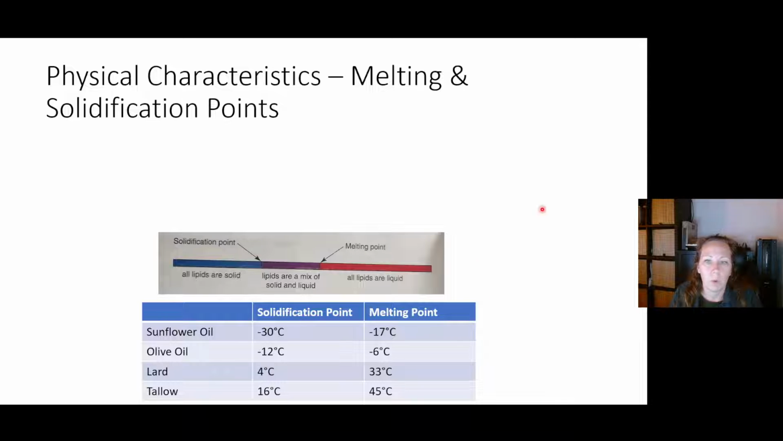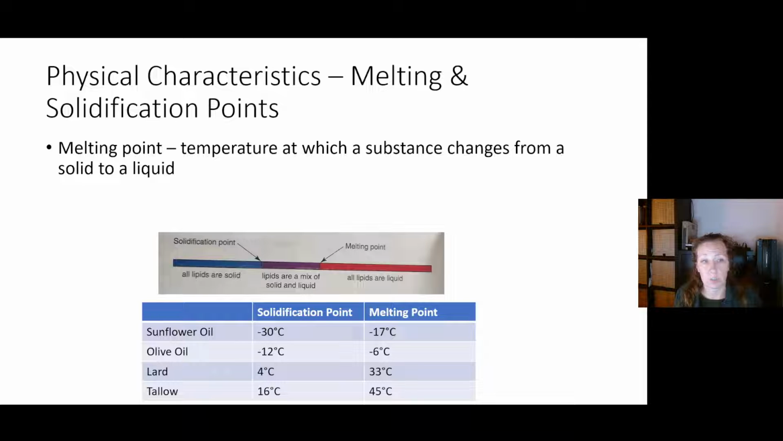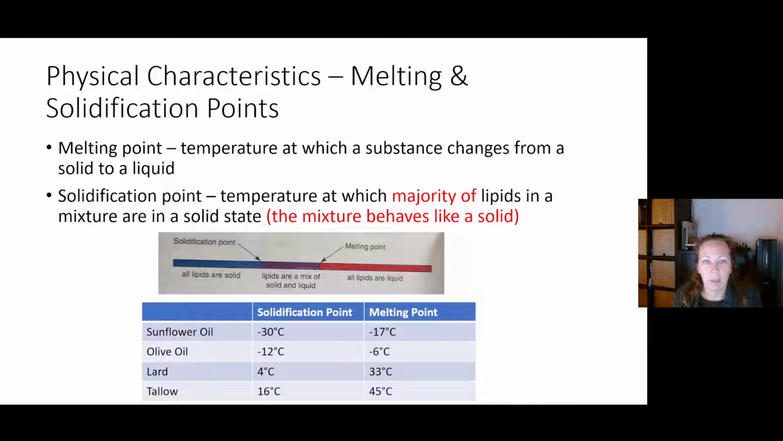Now, let's go into the definitions here. Melting point: the temperature at which the substance changes from a solid to a liquid. We've learned melting point and phase changes before. The difference here with the oils is that we have melting points and solidification points, and they are completely different temperatures. I've modified the definition of the solidification point from what is in the book, and my modification is pretty important, so make sure you understand this.